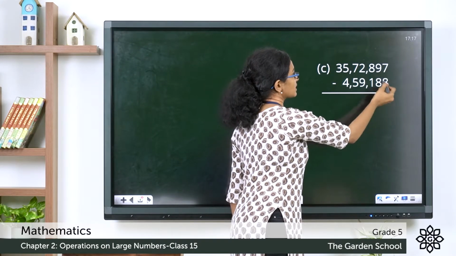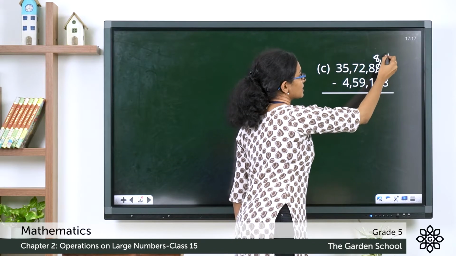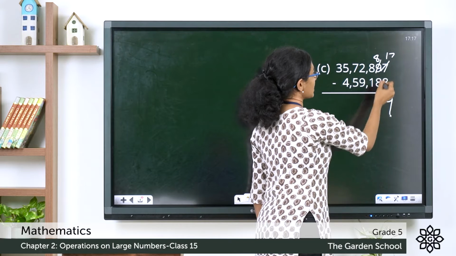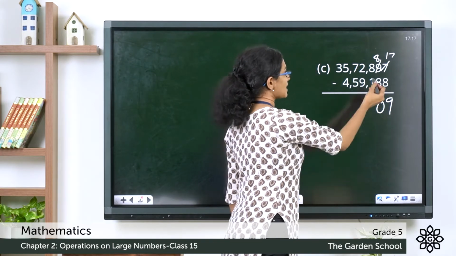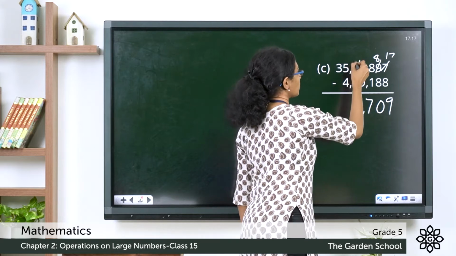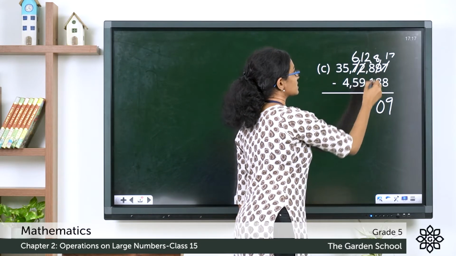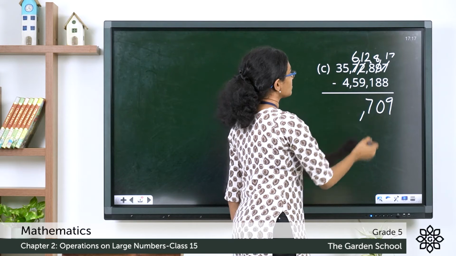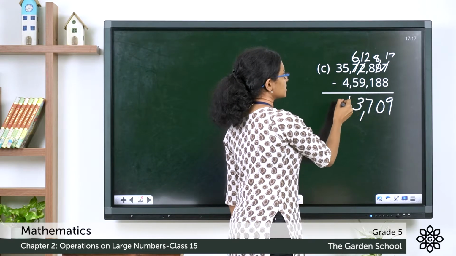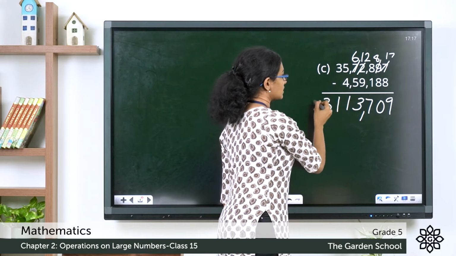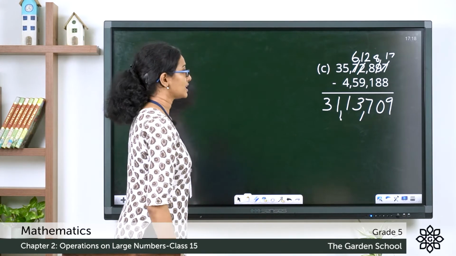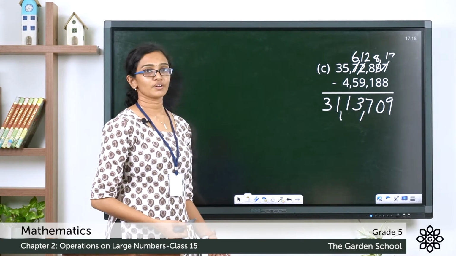We cannot do 7 minus 8. So we borrow, making this 17 ones. So 17 minus 8, it is 9. 8 minus 8, it is 0. 8 minus 1, it is 7. Now 2 minus 9, we cannot do. We borrow, making this 6 and this one 12. So 12 minus 9, it is 3. 6 minus 5, it is 1. 5 minus 4, again 1. And bringing this 3 down. So here, what is the difference? It is 31,13,709.